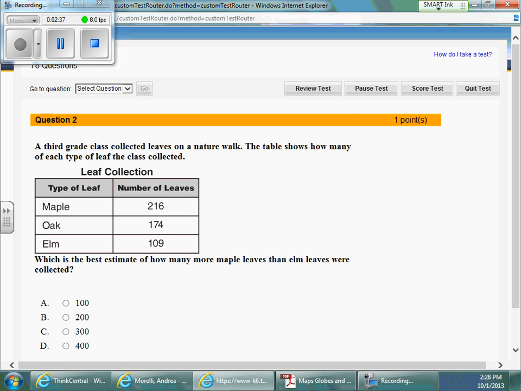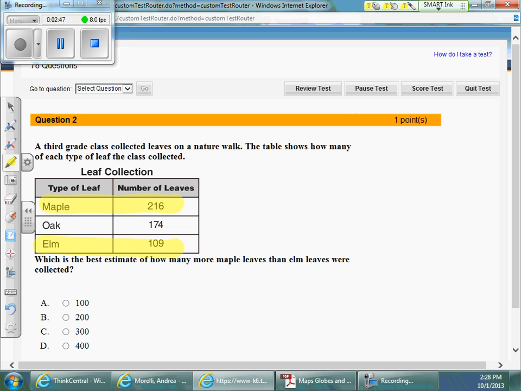Brianna? Estimate. Which is the best estimate of how many more maple leaves than elm leaves? So we're looking at maple and elm only. Okay, and we're finding the best estimate. So to find the best estimate, we need to round these numbers, and then we can subtract. Look at the answer choices and tell me if you think we are rounding to the nearest 10 or the nearest 100.